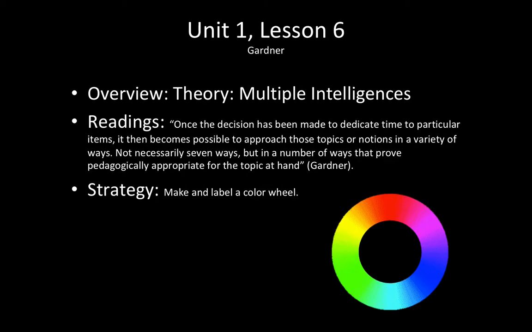Next, we continue with lesson 6. So we're using Gardner's ideas about multiple intelligences. Gardner says, once the decision has been made to dedicate time to particular items, it then becomes possible to approach those topics or notions in a variety of ways. Not necessarily 7 ways, but in a number of ways that prove pedagogically appropriate for the topic at hand. So Gardner talks about there not only being one single intelligence, but rather a set of intelligences such as visual and spatial intelligence, along with many others.